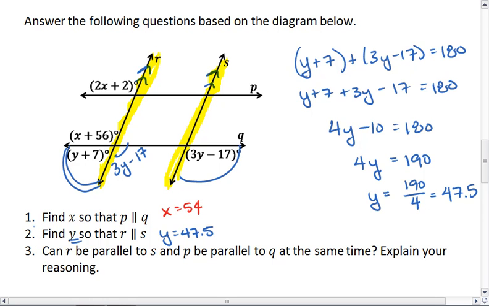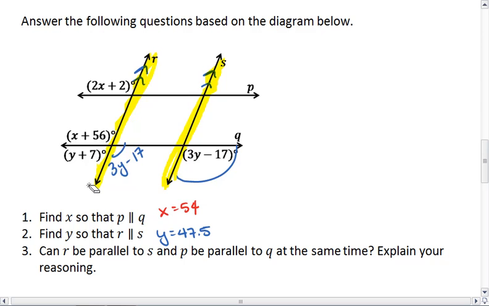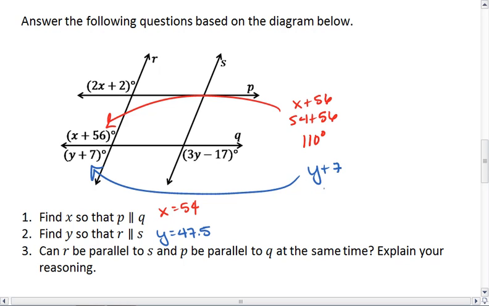Last question, can R be parallel to S and P be parallel to Q at the same time? If that's the case, then x has to be 54 and y has to be 47.5. But let's see what happens if that's the case. We'll plug in x for x plus 56. So we get 54 plus 56, which is 110 degrees. Now let's plug in y for y plus 7. Y plus 7 is 47.5 plus 7, which is 54.5 degrees.